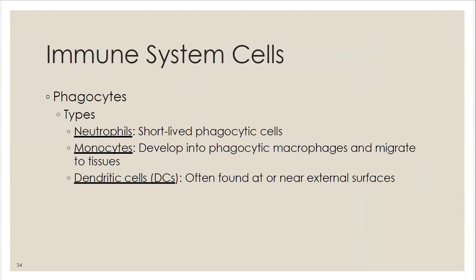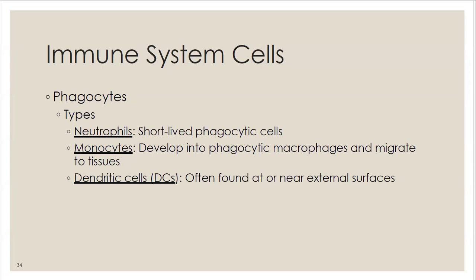You have your neutrophils, which are short-lived cells that act as the first responders to infections. They rapidly migrate to the site of infection or injury and engulf the pathogens. Neutrophils are the most abundant type of white blood cell, and they form pus when they die after combating the infections. So that's what we see when we see pus.